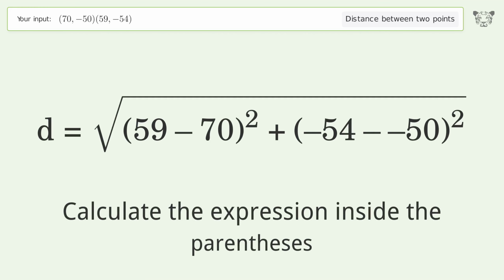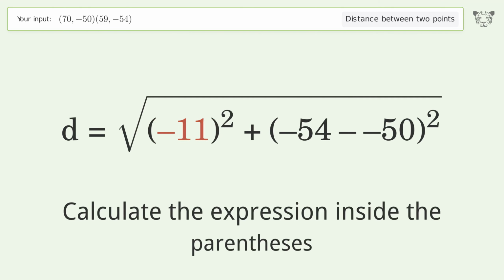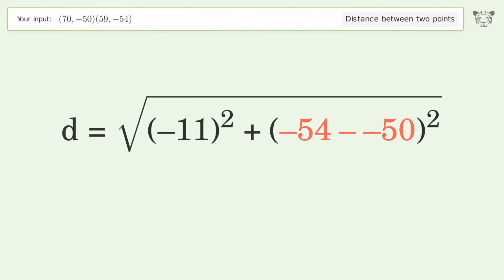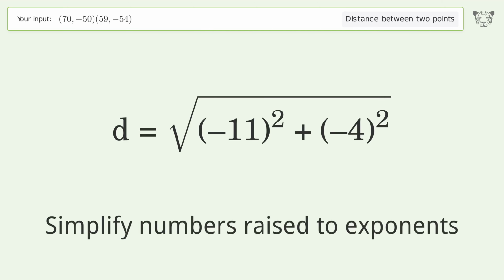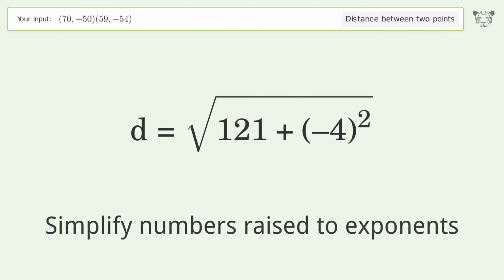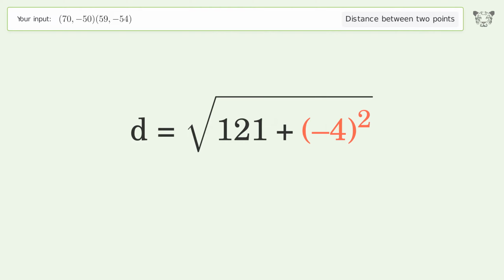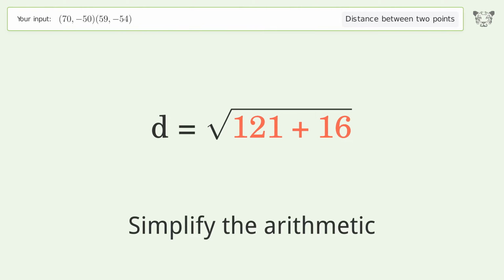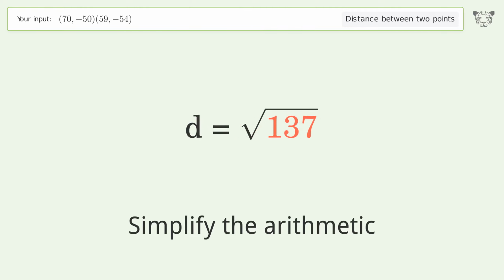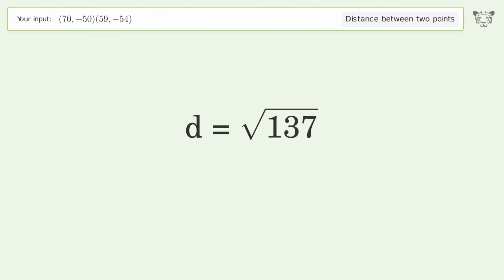Calculate the expression inside the parentheses. Simplify numbers raised to exponents. Simplify the arithmetic. And so the distance between the 2 points is the square root of 137, or 11.705.